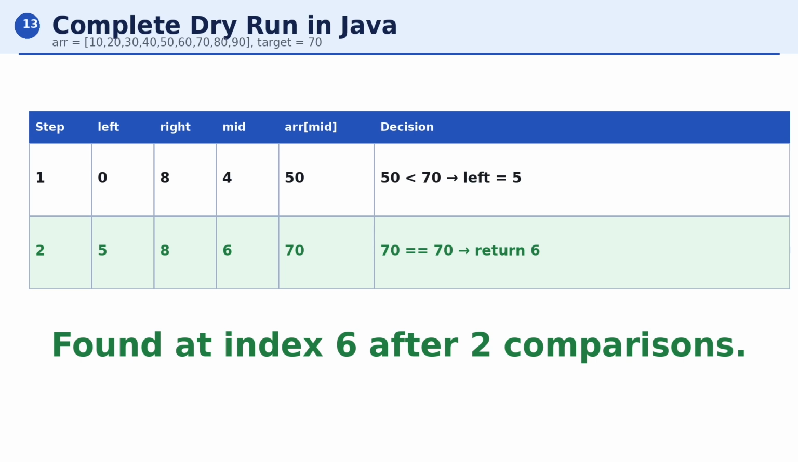So, we update left equal to mid plus 1. That means left is now 5. Right remains 8. Now we calculate the middle again. The middle index is 6 and array of 6 is 70. That's our target. So we return index 6. Done. Only two comparisons were required.